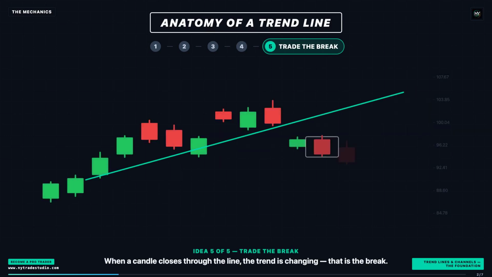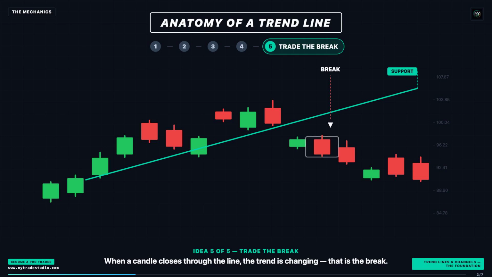And finally, the break. A trend line is not forever. Eventually price stops respecting it. Watch the end of the diagram. Price drifts down, and instead of bouncing, it closes clearly through the line. That close is your signal that the trend is changing, and just like a flat level, the broken line often flips. The old rising support becomes resistance when price tries to climb back to it.